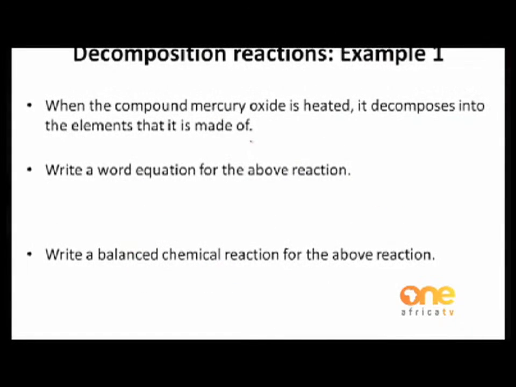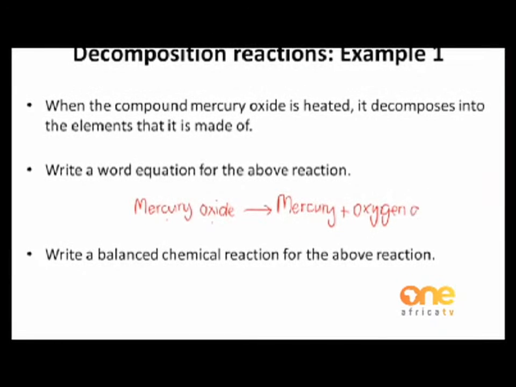When the compound mercury oxide is heated, it decomposes into the elements that it is made of. So let's write a word equation. We have mercury oxide. We heat it. And what are our 2 elements? It's mercury, and oxide we know is oxygen. So it decomposes into mercury and oxygen. And you know that oxygen is a gas.